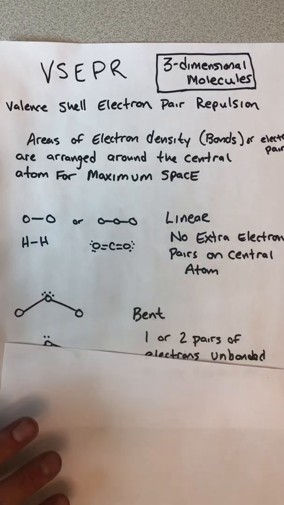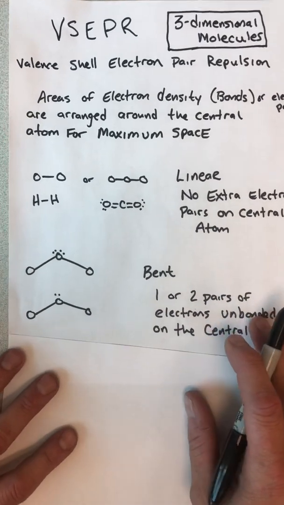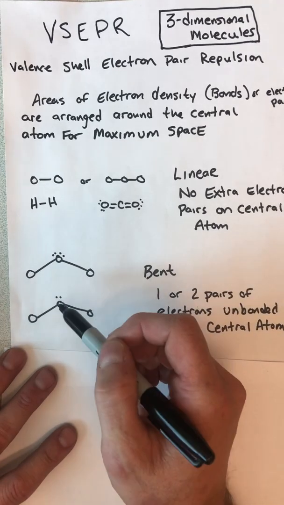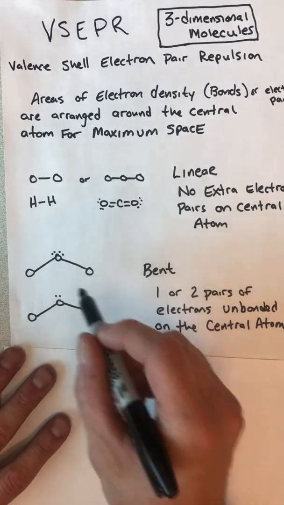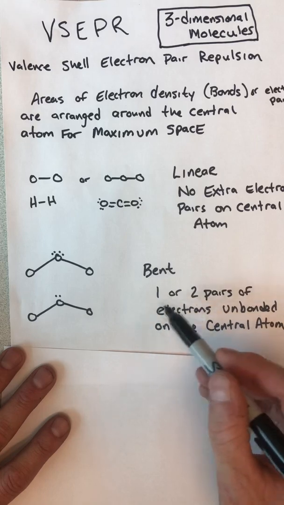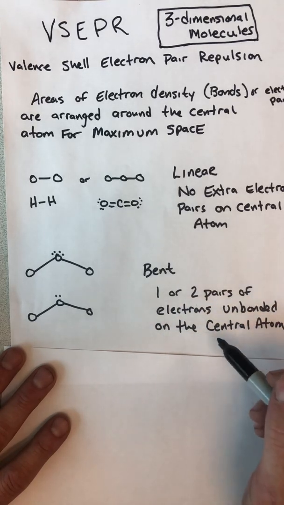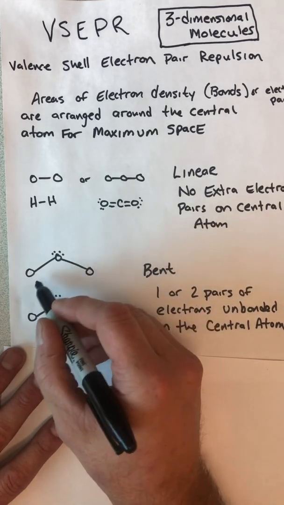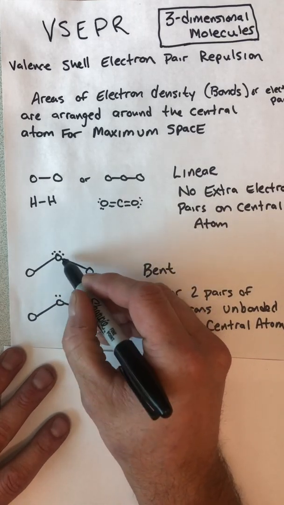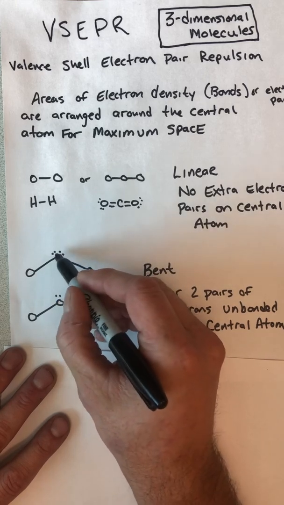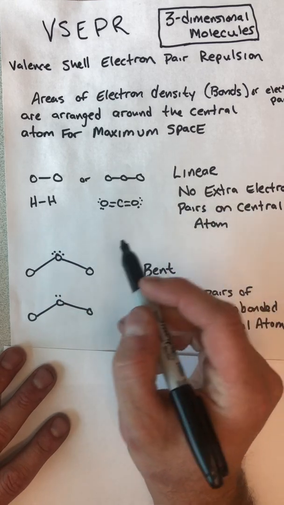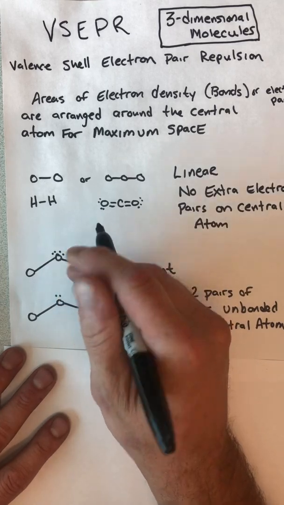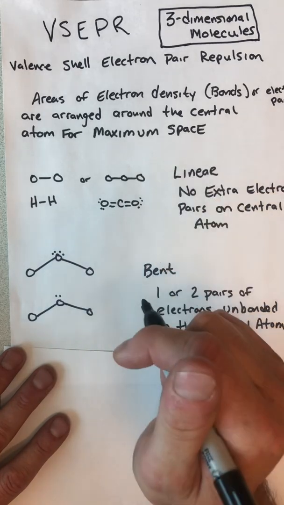Okay, the next shape is still pretty easy to understand. This is known as a bent molecule. And the reason that it's different than a linear molecule is because we have a pair or a single pair of unbonded electrons on the central atom. And so here, electron density means a bond pair or an unbonded pair of electrons. Those are what we mean by electron densities. And so here we have a total of 4 electron densities that are trying to spread out as much as they can from each other.